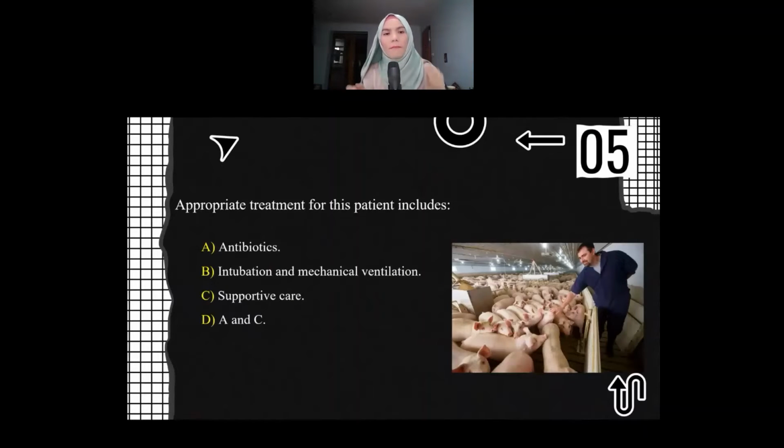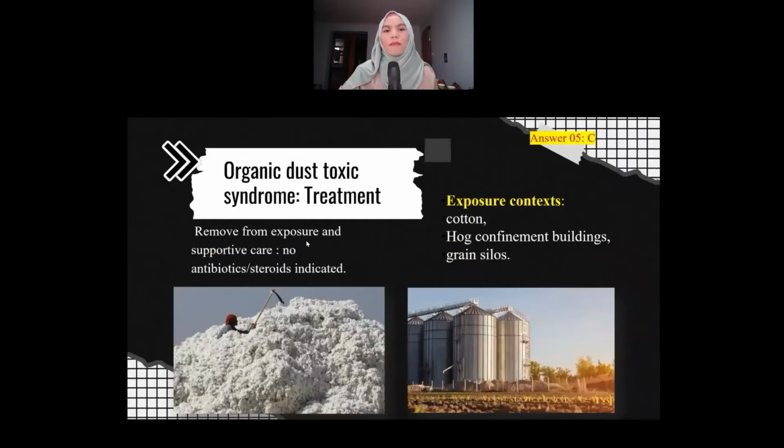Question number 5. Appropriate treatment for this patient is A. Antibiotics, B. Intubation and mechanical ventilation, C. Supportive care, and D. A and C. Tick tock, tick tock. The answer is C. Remove from exposure and give supportive care. No need for steroids, no need for antibiotics. Which occupations? The exposure contexts are cotton or bagasse, hog confinement buildings, and grain silos.